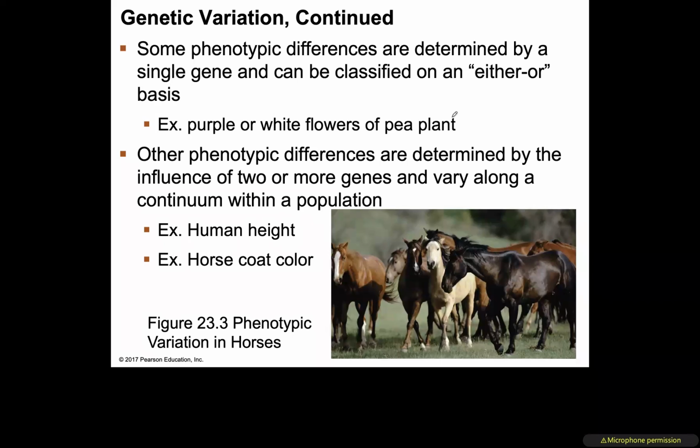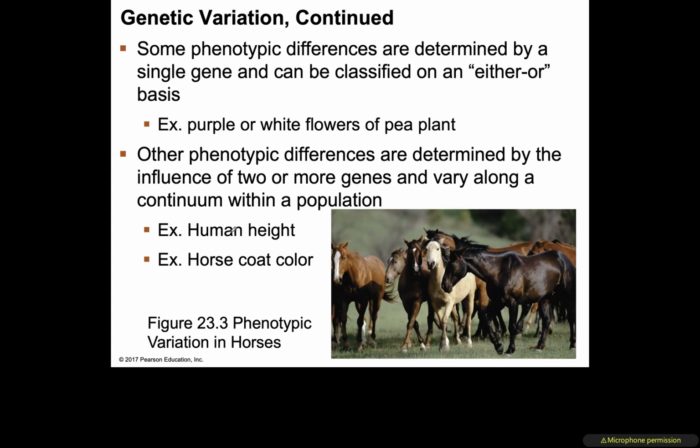And so let's look at some phenotypic differences. Some phenotypic differences are determined by a single gene, meaning it's just cut and dry, black or white, what you learned with Mendel, purple or white flowers, in an either-or basis. But of course, we have learned through life that it's not that simple. Other phenotypic differences can be determined by 2 or more genes, and they can also vary along a continuum within a population. So it could be 2 or more genes, could also be 2 or more genes and the environment in which they are expressed.